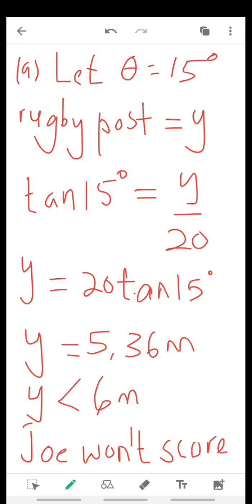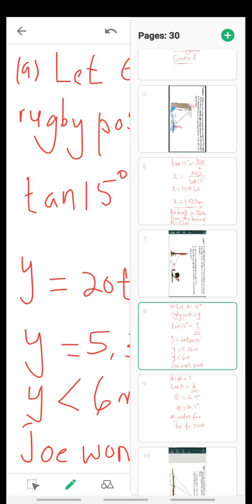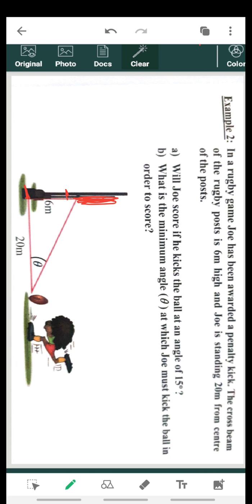Now, how do you write it down? Since we got y equals 5,36 meters, therefore 5,36 meters is less than 6 meters. Therefore, Joe won't score. Very, very important. Now, having said that, let us move on to question B. They are asking, what is the minimum angle at which Joe must kick the ball in order to score?